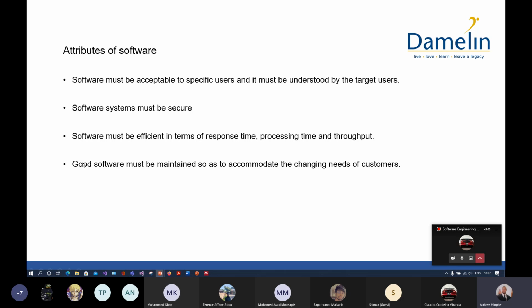And then good software must be maintained so as to accommodate the changing needs of the customer. We already spoke on that one. Your customers are constantly changing needs, expectations from you. And that's why most of your software on your computer always have updates. That's the reason why you have updates, so that it's able to adjust to the needs of the customers.